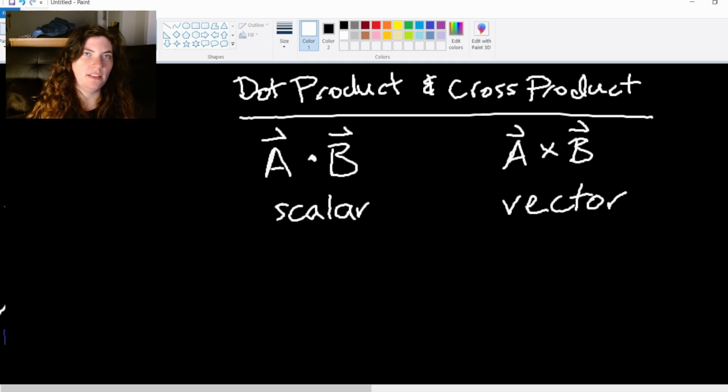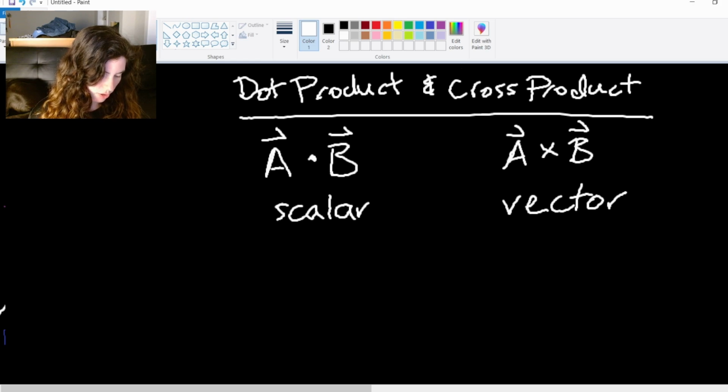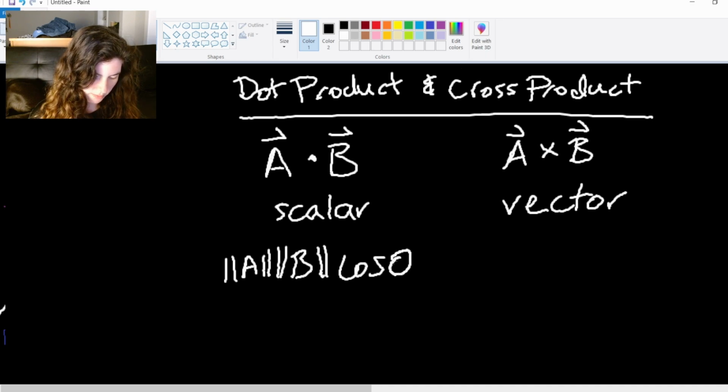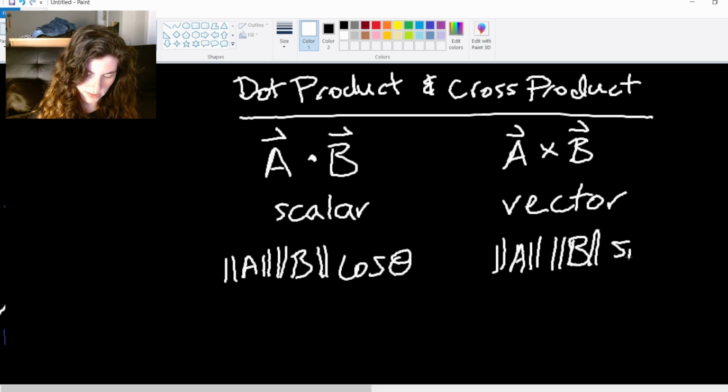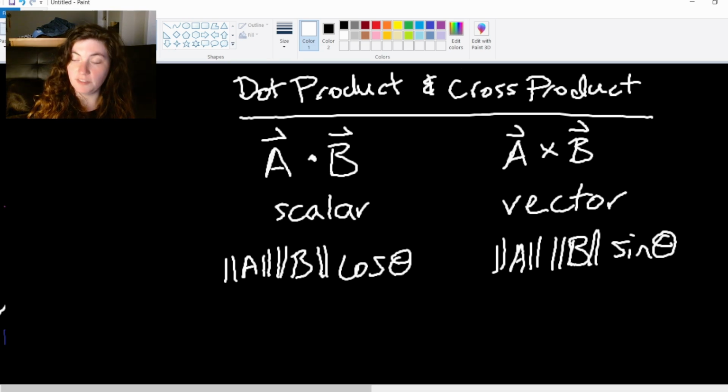The other major way that these are different is the way that they're represented. So we write their general equation as: your dot product is going to give you the magnitude of A times the magnitude of B times cosine theta, the angle between the vectors. Whereas your cross product is going to be the magnitude of A times the magnitude of B times sine theta. But then this is still a vector, right? So it's going to be multiplied by the unit vector of it. So these are our major differences between dot product and cross product.